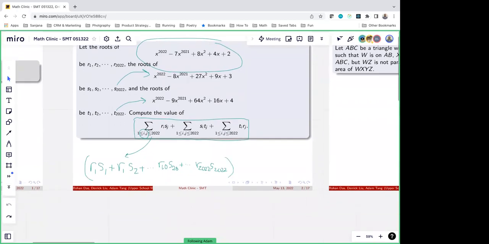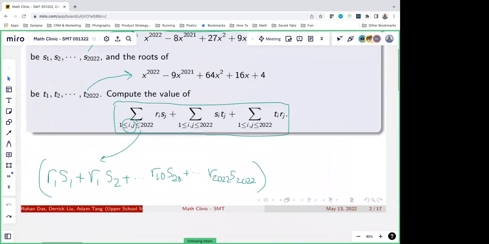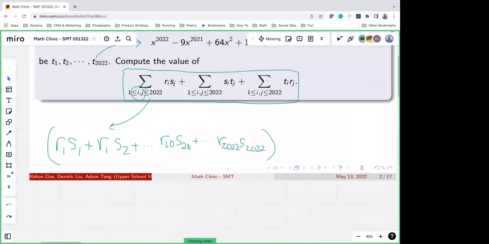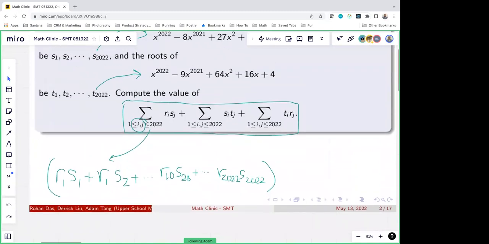And to do this problem, we can split each summation as follows. You see a summation of products. We can actually write this as a product of summations. What I mean by that is, let's just fix the i for now and look at the S_j's. So we have R1 and then all possible j's: S1, S2, and pretty much we factor out the R1 so that the inside is going to be S1 plus S2 all the way to S2022.